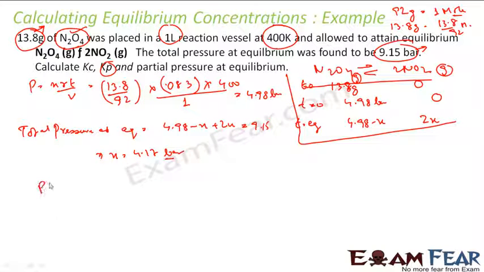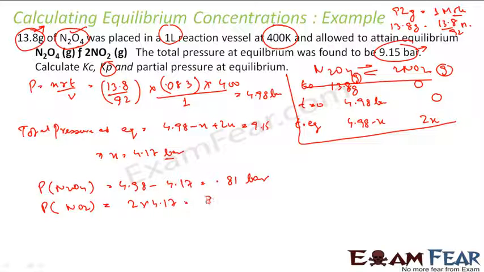So pressure of N2O4 is what? N2O4 is 4.98 minus x, which is 4.17. That is 0.81 bar. This is the pressure of N2O4. Talk about pressure of NO2. That is what? 2x. That is 2 into 4.17. That is 8.34 bar. This is the partial pressure. Correct. So I got the partial pressure.